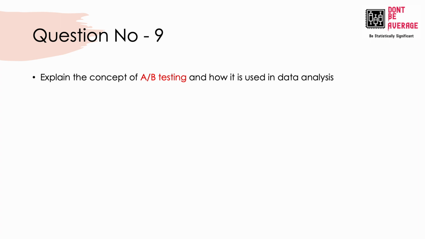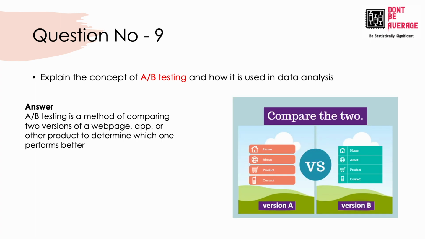Question number 9. Explain the concept of A/B testing and how it is used in data analysis. A/B testing is a method of comparing two versions of a web page or an app or any other product to determine which one performs better.